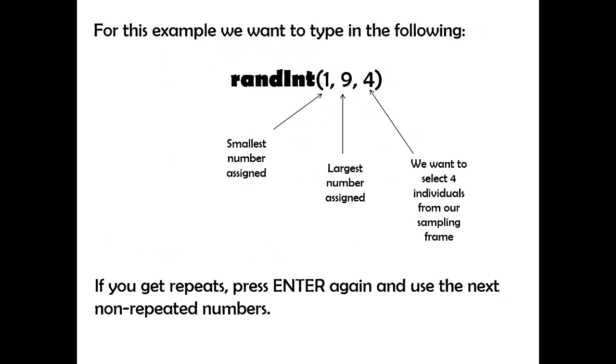Now, if on your calculator you get, for example, 1, 3, 2, 2, you would use individual 1, you would use individual 3, and you would use individual 2, then press enter again. 4 new numbers should appear. You use the next unique number to be the 4th individual.